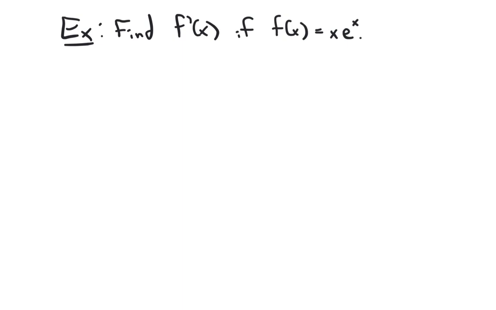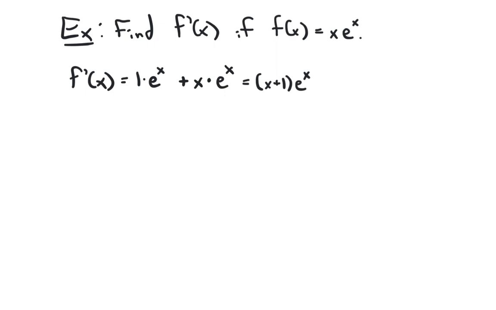So let's do a quick example here. Let's say we have the function x times e to the x, and we want to find its derivative. Well, we can just use the product rule here. So the derivative of our function is going to be the derivative of the first thing, which is 1, times the second function, plus the first function times the derivative of the second function, which in this case is e to the x. And we can simplify that to get x plus 1 times e to the x.